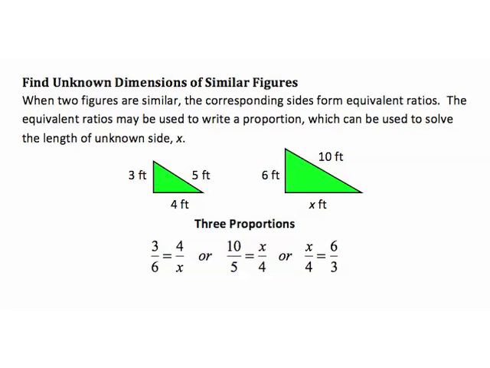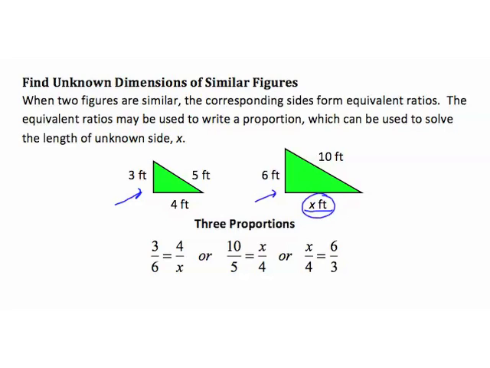Find unknown dimensions of similar figures. When two figures are similar, the corresponding sides form equivalent ratios. The equivalent ratios may be used to write a proportion, which can be used to solve for the length of an unknown side. For example, in my first triangle here, I know all of the side lengths. And this triangle is similar to my next triangle here. But notice, in this triangle, we don't know the length of this side. Now, since these are similar triangles, we can use a proportion to solve for this unknown side.